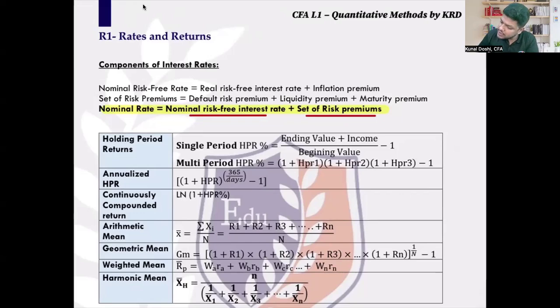Now, why are these two things added? Okay, first of all, let's say when you buy a government bond, is a government bond risk-free? Yes, a government bond is risk-free. So the government bonds are sold at a yield or rate of return, which is what we call the nominal risk-free rate. Now, what is nominal risk-free rate? Nominal risk-free rate is real plus inflation.